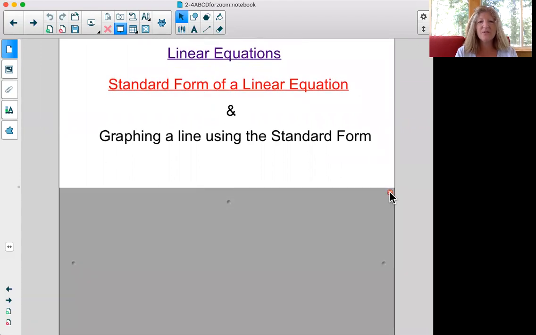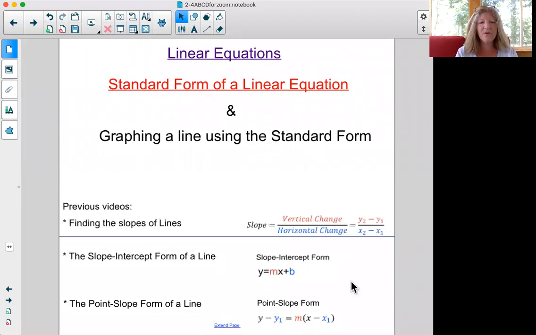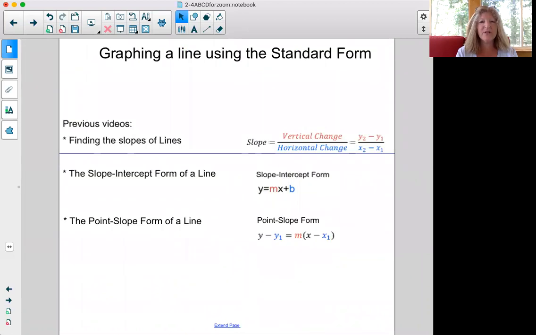And I want to just remind you that you may want to watch 3 previous videos before you watch this one. You definitely want to make sure you know how to find the slope of a line. There's a video titled Finding the Slope of Lines. And I've also made a video called Slope Intercept Form of the Line and the Point Slope Form of the Line that you may want to watch before you watch this video on the standard form of the line.